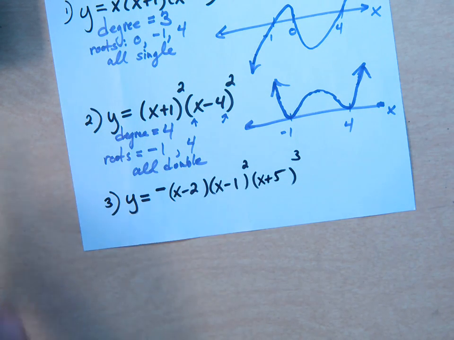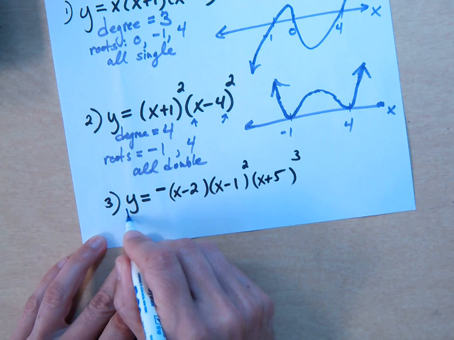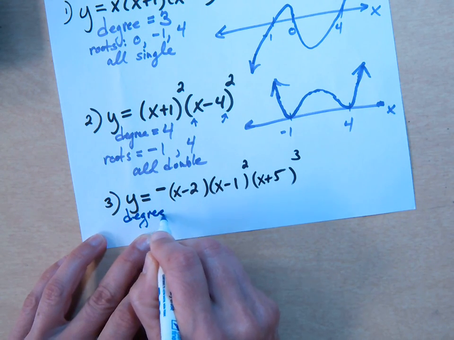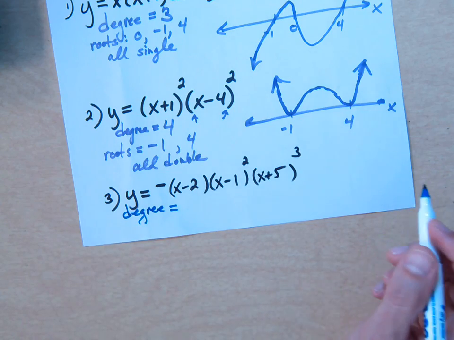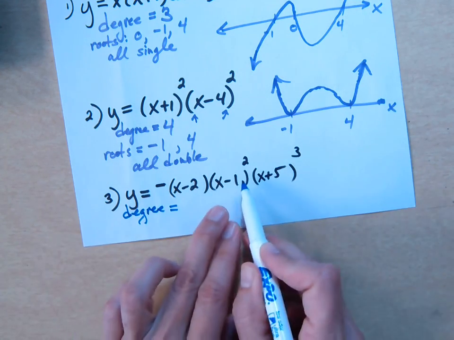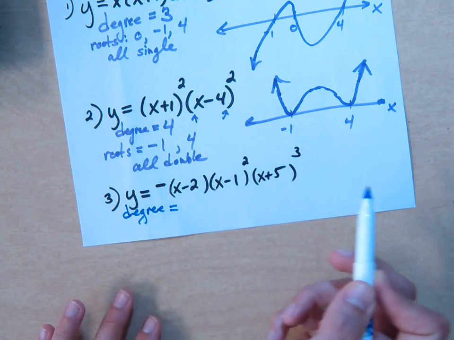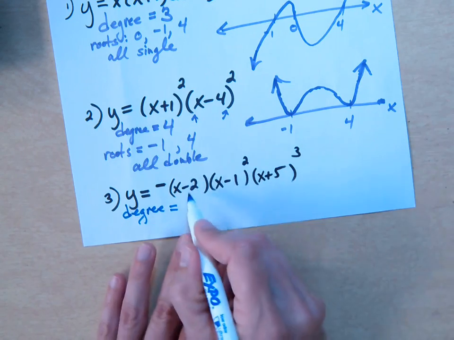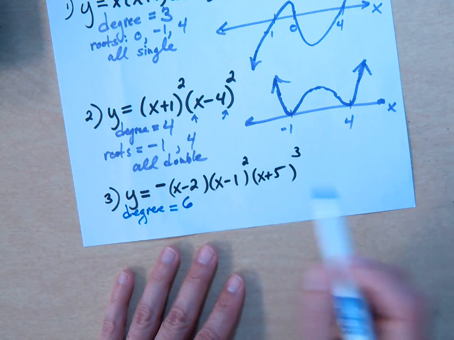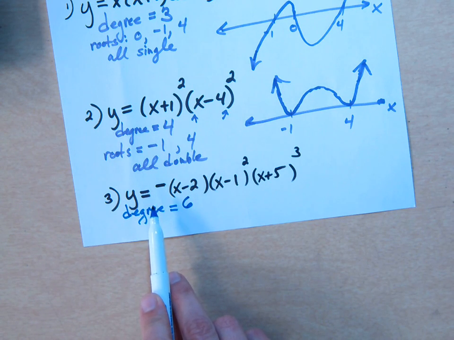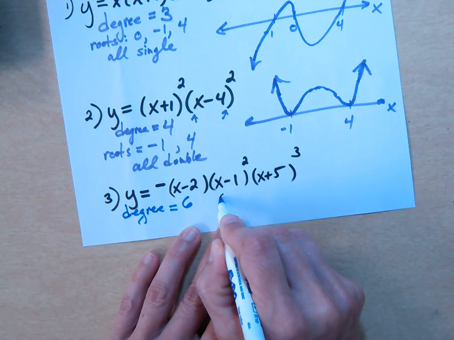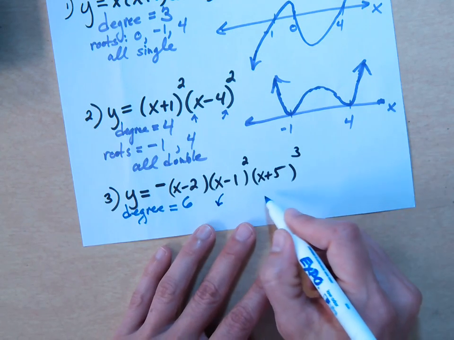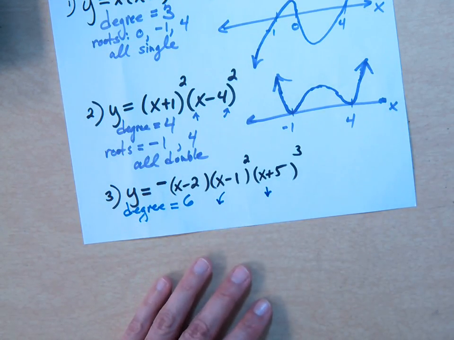Let's do this one together. So first, what's the degree of this guy? 3. Okay, hang on a second. Each factor has a degree, but for the whole polynomial, if you multiplied it all out, what would the highest exponent be? 6. 3, 4, 5, 6. So it's even, and the orientation is negative. So what's the end behavior? Starts down and ends down. Yep, you can't sketch it without knowing that. It starts down and it ends down.